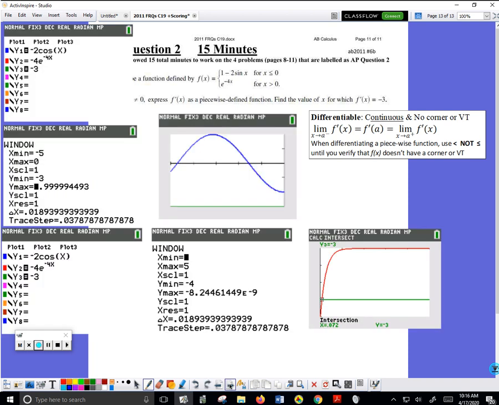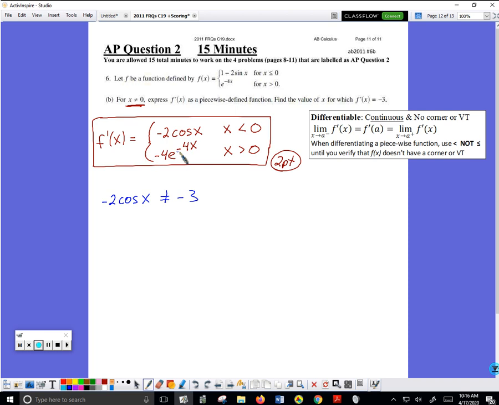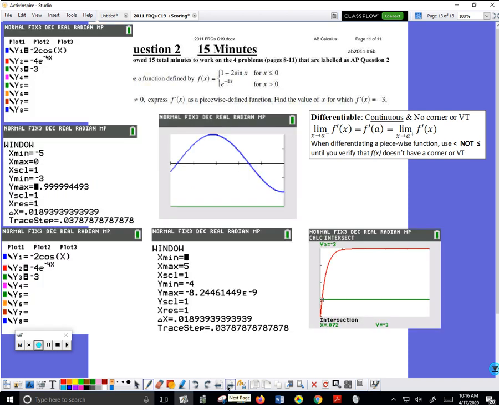So I turned off the cosine part, turned on the other. Now remember, this formula is good for when x is bigger than 0. So my window here should be from 0 to 5. I got this, that's the point I want. I found that intersection to be x equal 0.072.